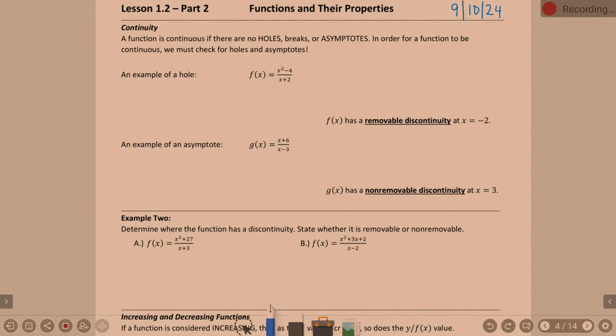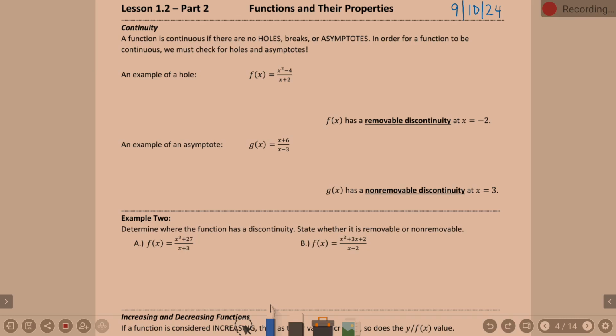Lesson 1.2, Part 2 is where we're set to go today. Where we were supposed to go yesterday, but we're going today. So we have 4 topics here to continue on. We are looking at continuity, increasing, decreasing, boundedness, and extrema. When we get to extrema, we will be learning something new on the calculator, so you'll have to have that at that point.